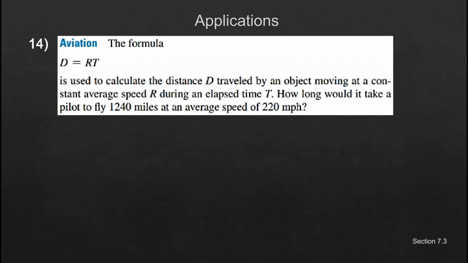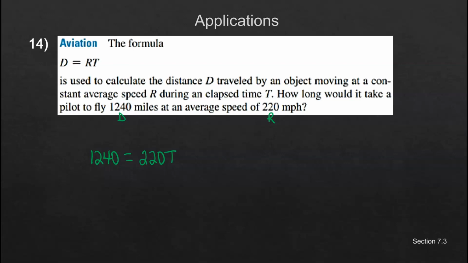D equals RT is used to calculate the distance d traveled by an object moving at a constant average speed r during an elapsed time. How long would it take a pilot to fly 1,240 miles at an average speed of 220 miles per hour? And so the 1,240 is our distance, and the 220 is our rate, right? That's how fast we're going, the miles per hour. In the formula, it's 1,240 equals 220 t.